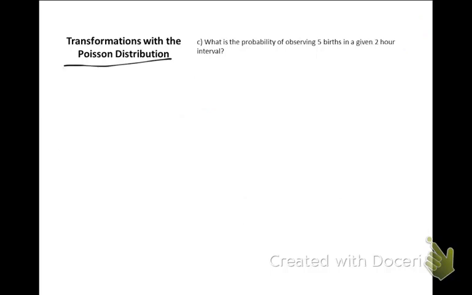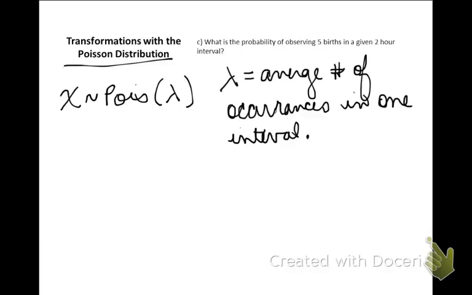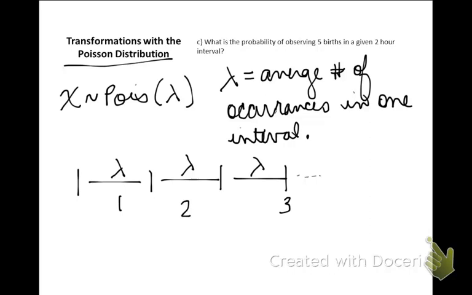Let's talk about transformations with the Poisson distribution. Let's say that random variable x is distributed as a Poisson distribution, and let's say that its average is lambda here. We'll use a different symbol. And let's also say that lambda is the average number of occurrences in one interval. Visually, we could represent one interval like this and say that within this interval, lambda will happen on average. And then here's a second interval with another lambda, and here's a third interval with another lambda, all the way to wherever you end up stopping. Let's just say at your tth interval you decided to stop.